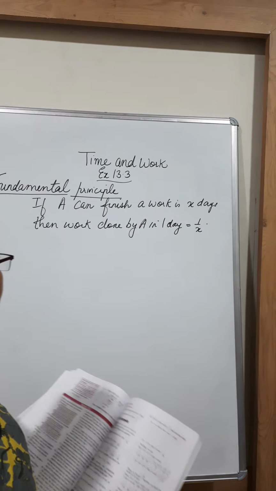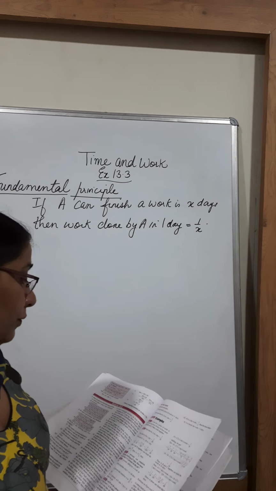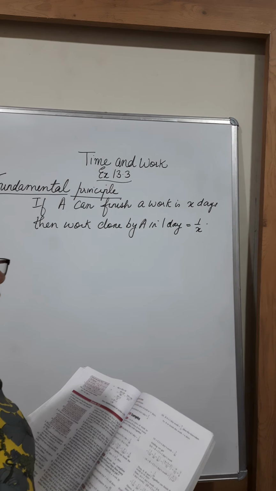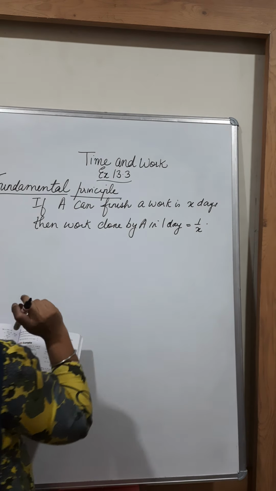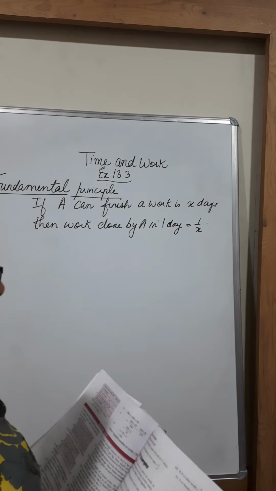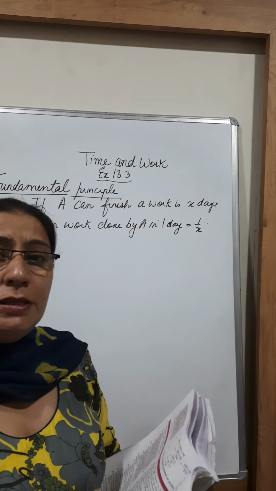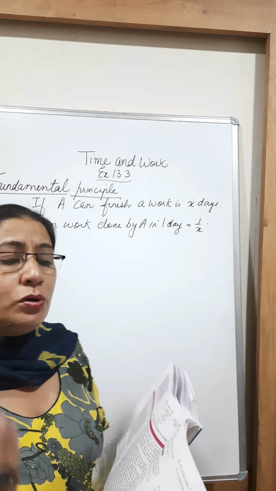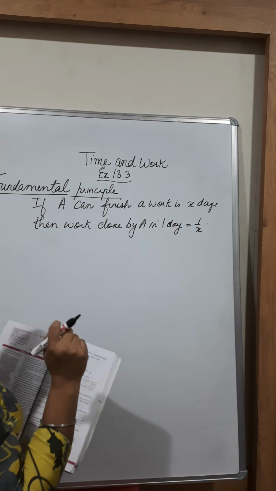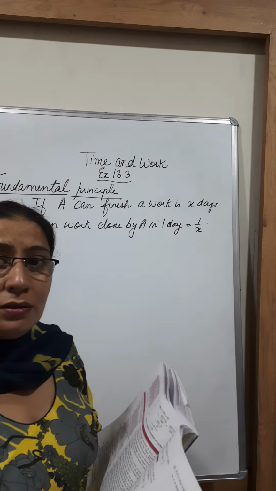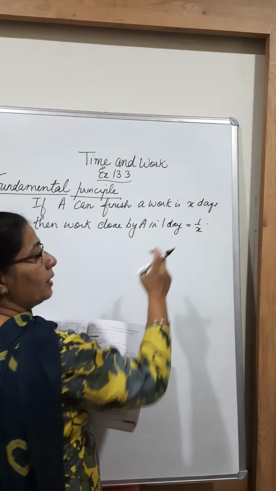Now today beta we are going to start with the last exercise which we are going to do, 13.3 of this chapter, direct and inverse variation, which deals with time and work. Now what is the fundamental principle which we will be using in this exercise? The fundamental principle is that suppose a person A can finish a work in x days, then the amount of the work that the person does in one day is equal to 1 by x.